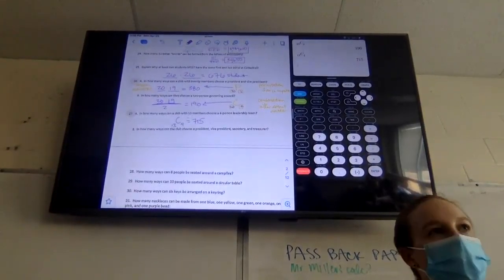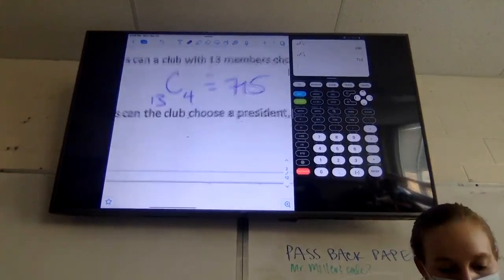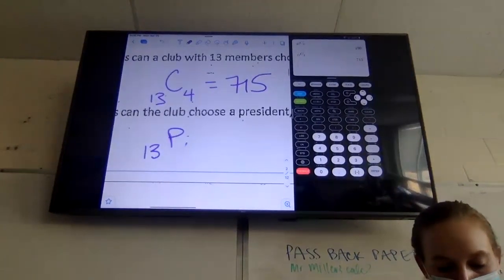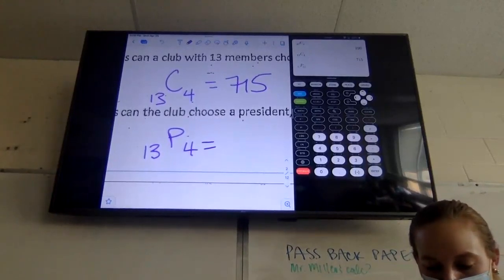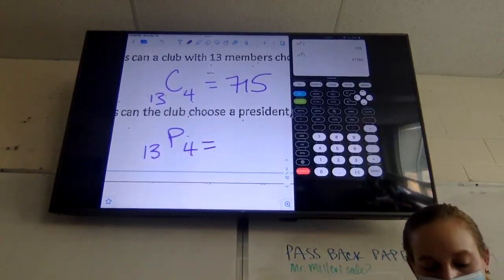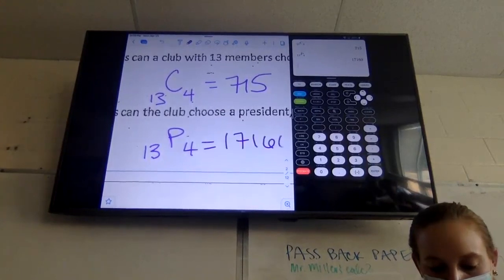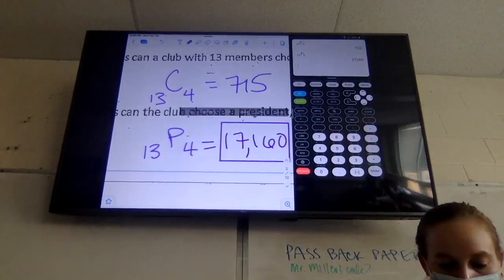The only difference on the last one is this time it says president, vice president, secretary, treasurer. Does the order matter here? Yes. So which button do I press? P. 13P4. Again, looks almost identical, but once you do the math, look how many more options I have when I do P versus when I do C. So many more options.